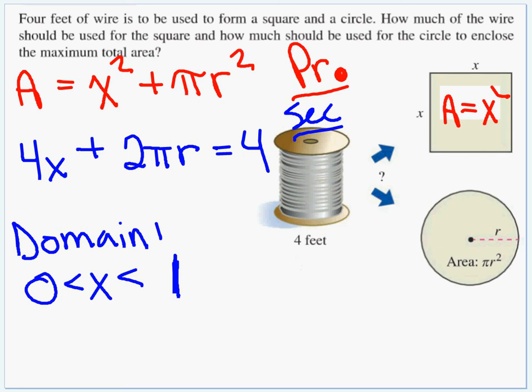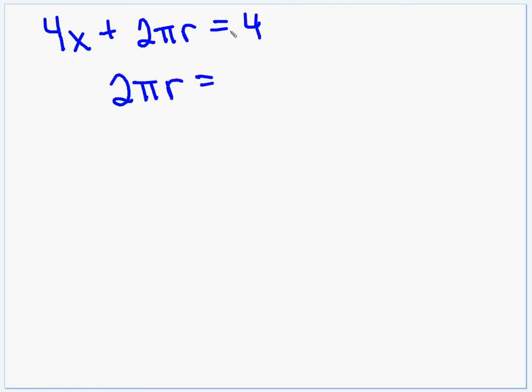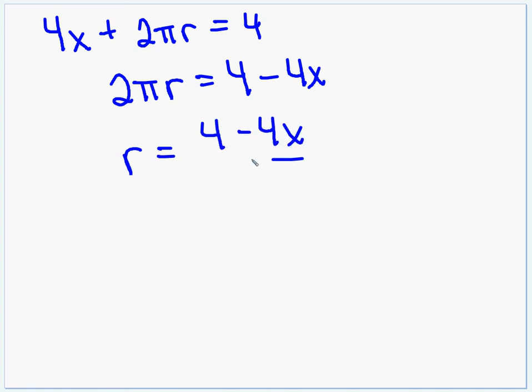Okay, let me start a new slide here. And let's get our primary down to 1 variable. I'm just going to recopy the secondary here: 4x plus 2 pi r is equal to 4. Let's get r by itself. So 2 pi r stays on the left. We've got this 4, and we're going to minus the 4x. Now to get r alone, divide by 2 pi. 4 minus 4x, divide that by 2 pi.